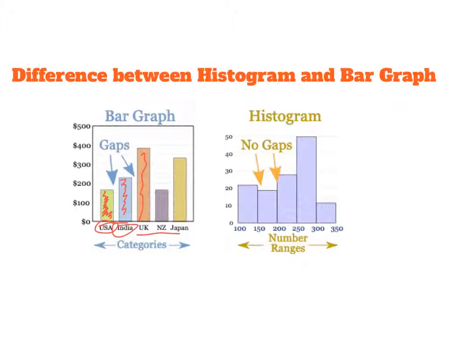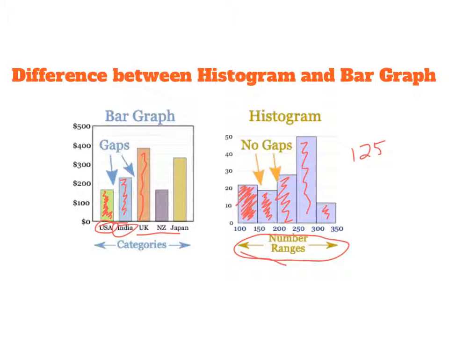Okay, whereas a histogram, there's no gaps in between the bars, and you'll notice that we have number ranges down here. So this bar only stands for between 100 and 150. Okay, it doesn't give us any more specific information than that. We can't find 125. Okay, we don't know how many are at 125. We just know how many are between 100 and 150. Same thing for between 150 and 200, 200 and 250, and so on and so forth.